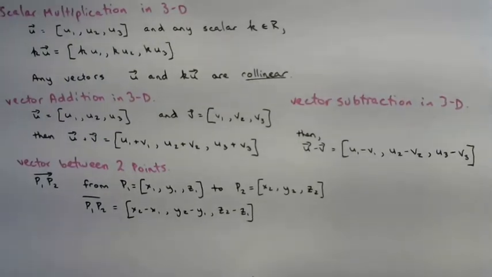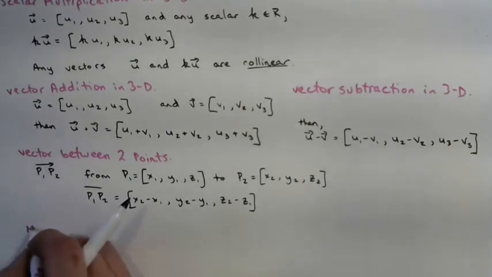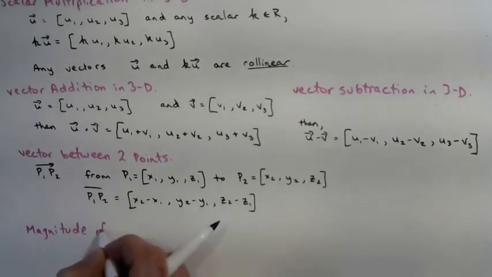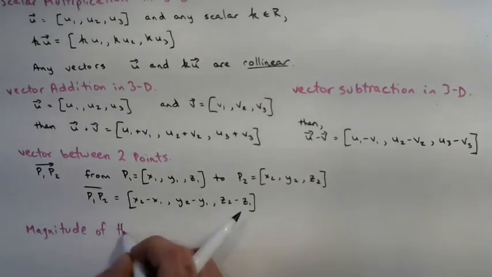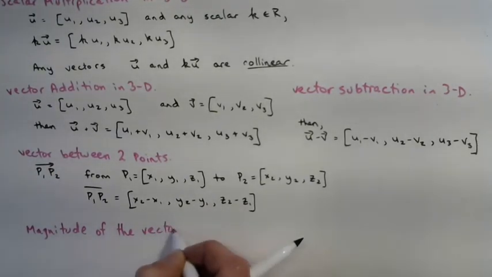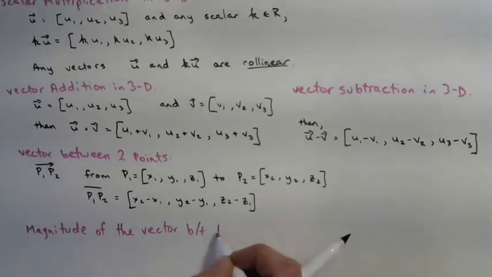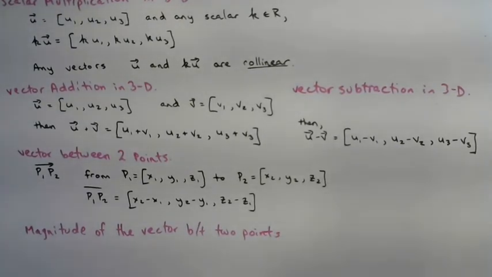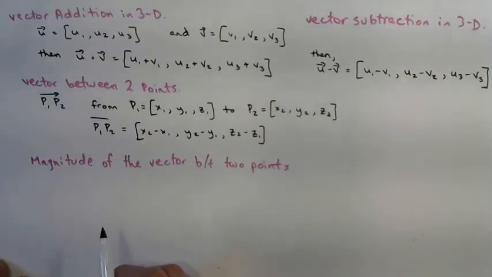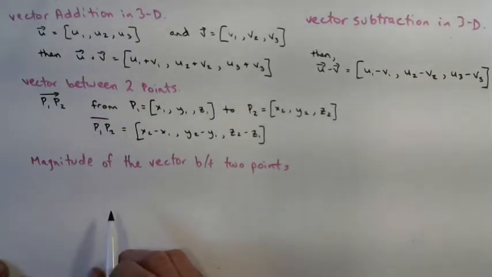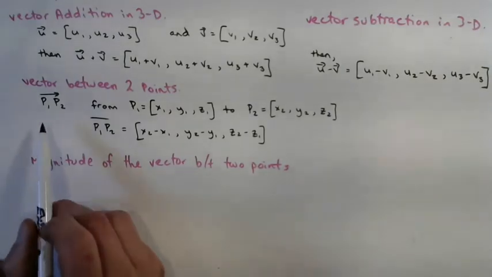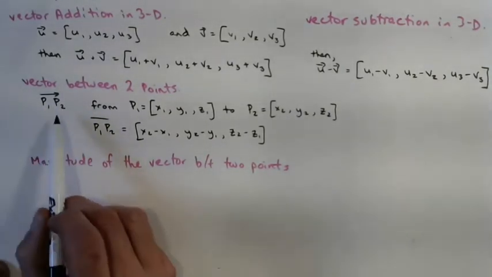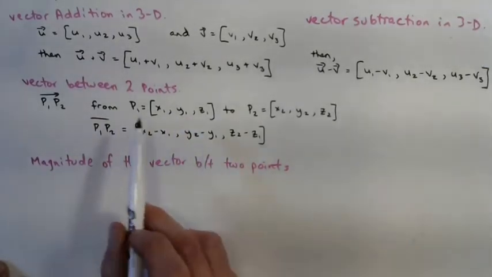Last one, magnitude of the vector between 2 points. The magnitude of a vector between 2 points. So you've got point P1 and P2. So we're going to use this same vector basically. We're just finding, well, what's the magnitude of this?